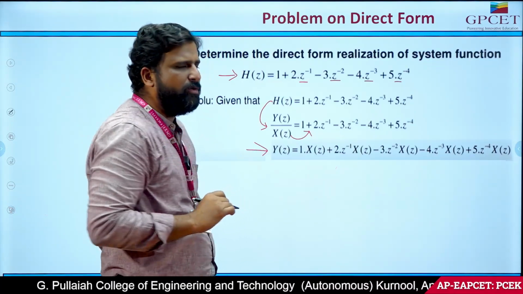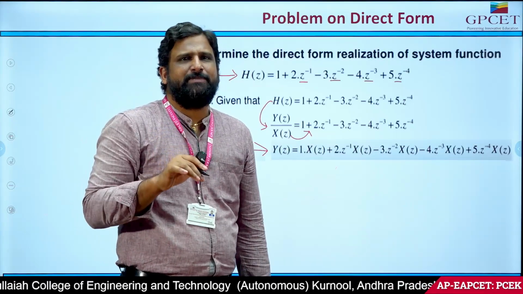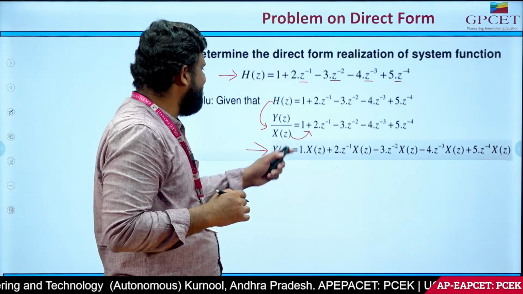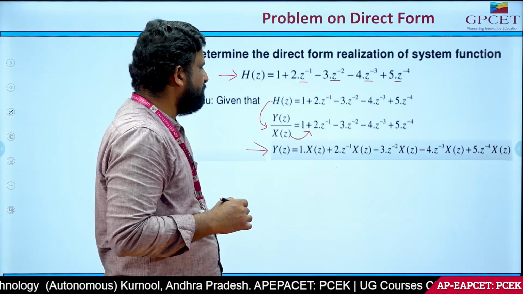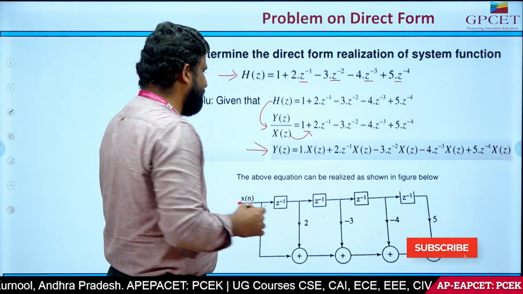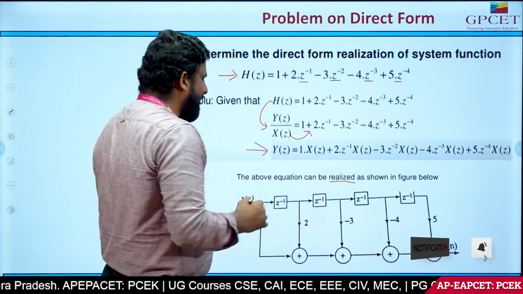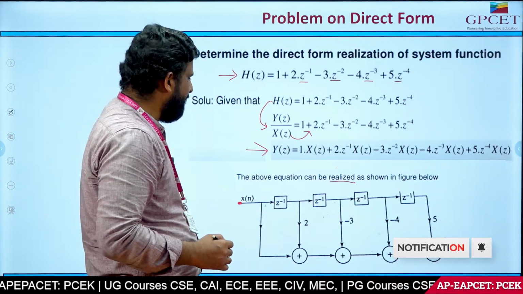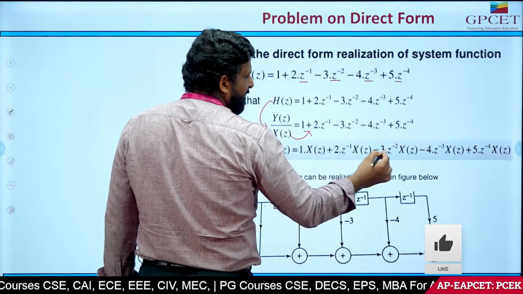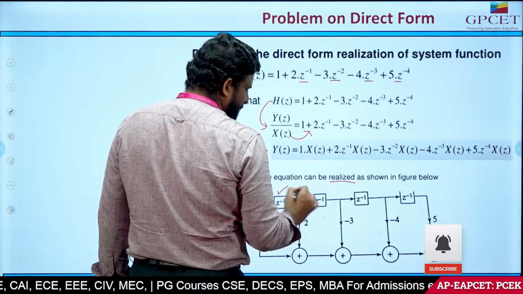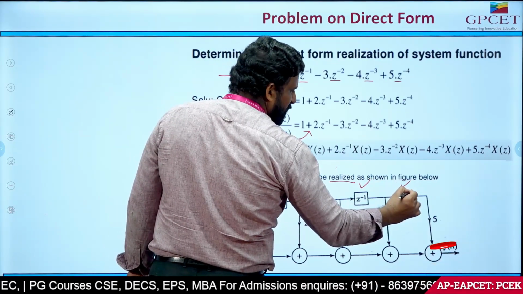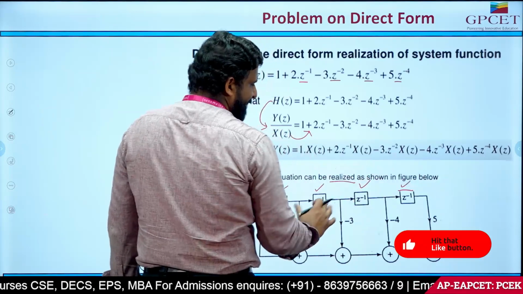Now, what we need to do? We need to realize this particular transfer function. That means we need to convert this transfer function obtained into the block diagram representation. That means we are realizing the above equation. So, how it comes? I told you, how many delays are there? You need to draw that first delay. So, first delay z power minus 1, z power minus 2, z power minus 3, z power minus 4. Okay, 4 delays I have drawn.